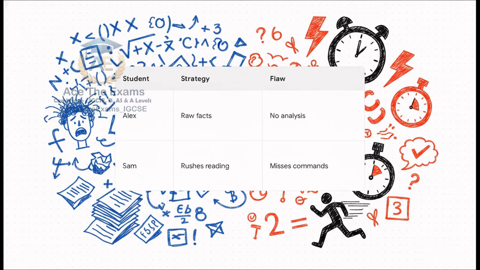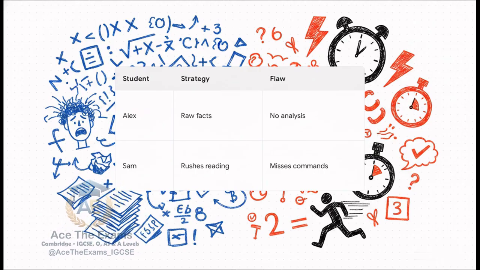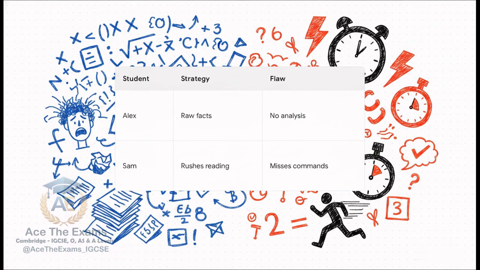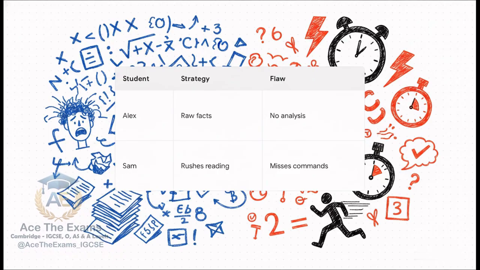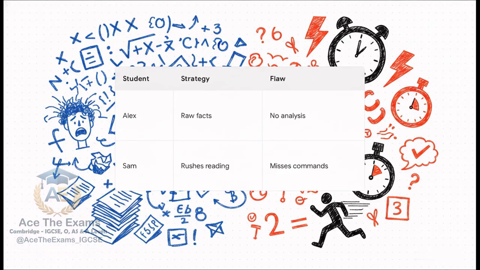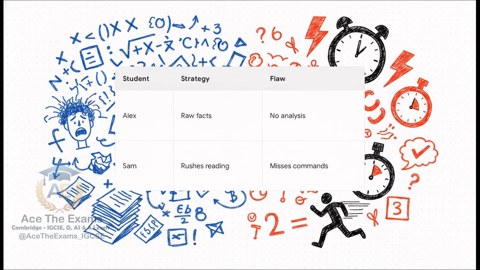Look at Alex's approach. When faced with a complex probability or permutations question, Alex just completely overloads the paper with raw mathematical facts. If the question involves arranging items, Alex writes out every single factorial expansion possible. They dump every formula they've ever memorized onto the page hoping something sticks, but they provide absolutely zero analysis. There is no connection to the specific scenario of the question. It's just a wall of numbers.